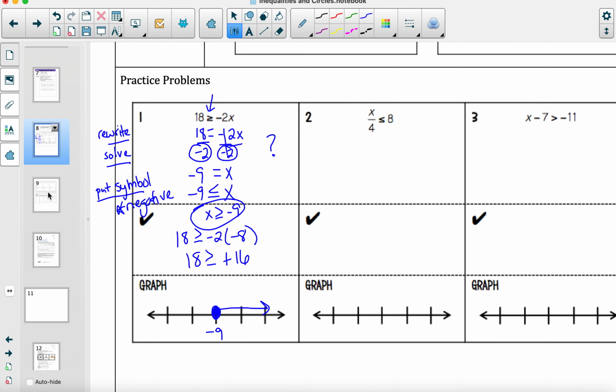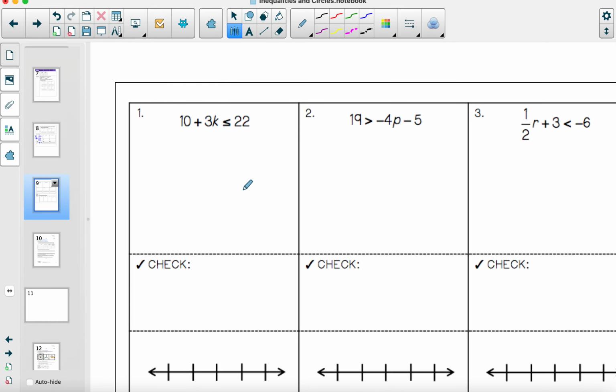Now we're going to do one that has two steps, and this is the same thing as what we have been doing. So here is our inequality. 10 plus 3k is less than or equal to 22. Remember, what's the first step again? Rewrite it. 10 plus 3k is less than or equal to 22. Second, solve it.